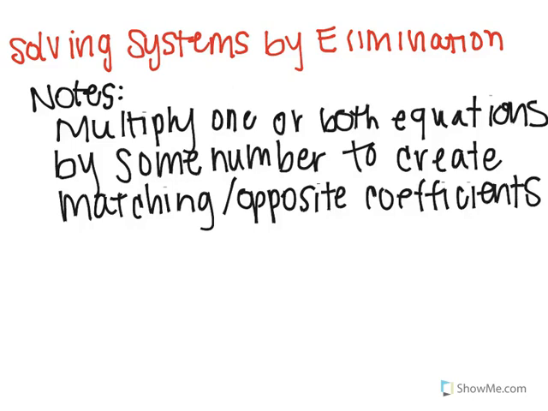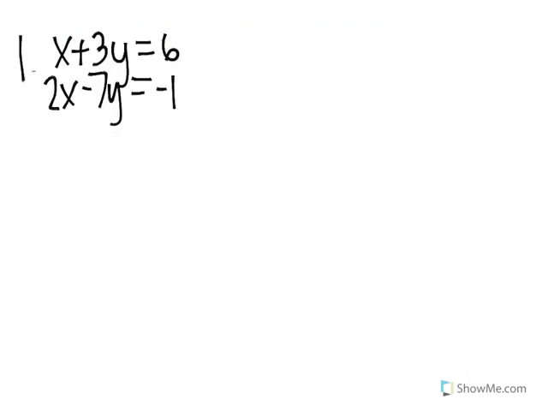Today we're going to be learning how to solve systems by elimination without common coefficients. So what we need to do is multiply one or both of the equations by some number to create matching opposite coefficients. And I'm going to explain what that means in a second, but please feel free to pause this movie at any time, rewind it, fast forward it, whatever you need to do.